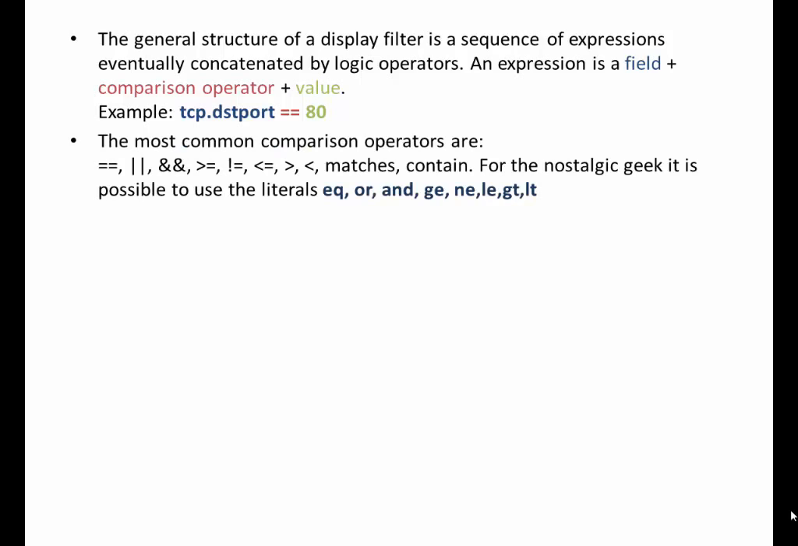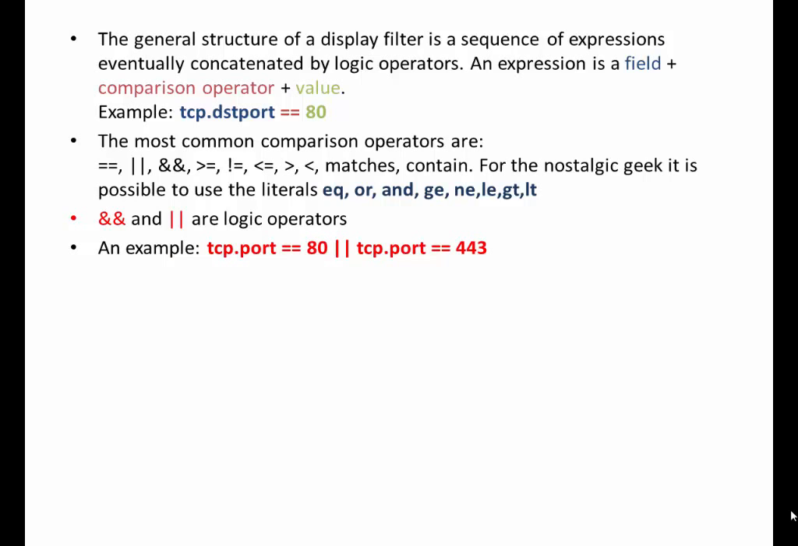The most common comparison operators are double equal, double pipe that means or, double ampersand means and, greater than or equal, less than, etc. But if you are really a nostalgic geek, you can use the literals like EQ, and GE is greater than or equal, NE not equal, LE less or equal, GT greater than, etc. They are totally the same. These are logical operators, double and, double or.